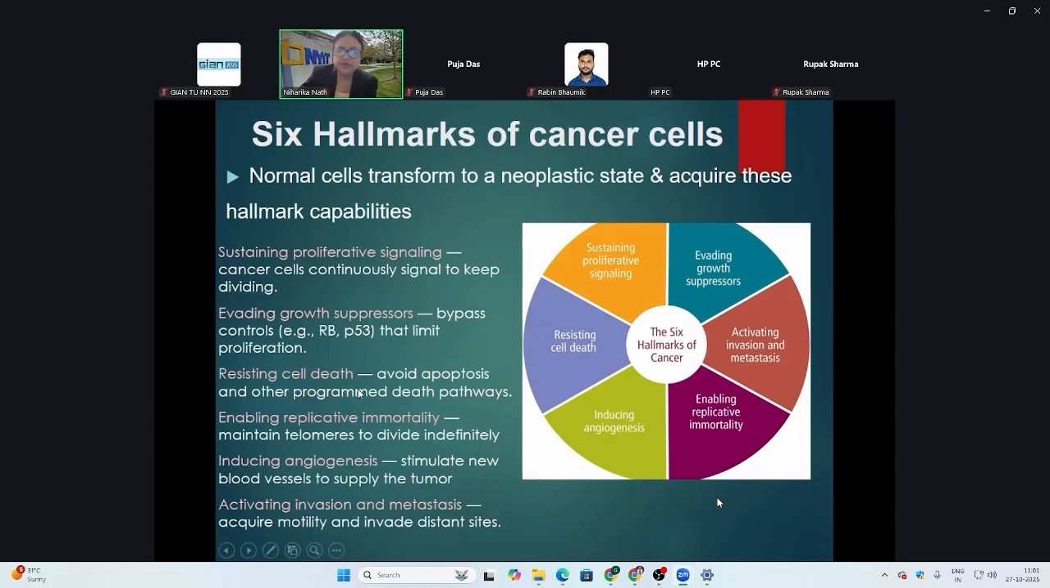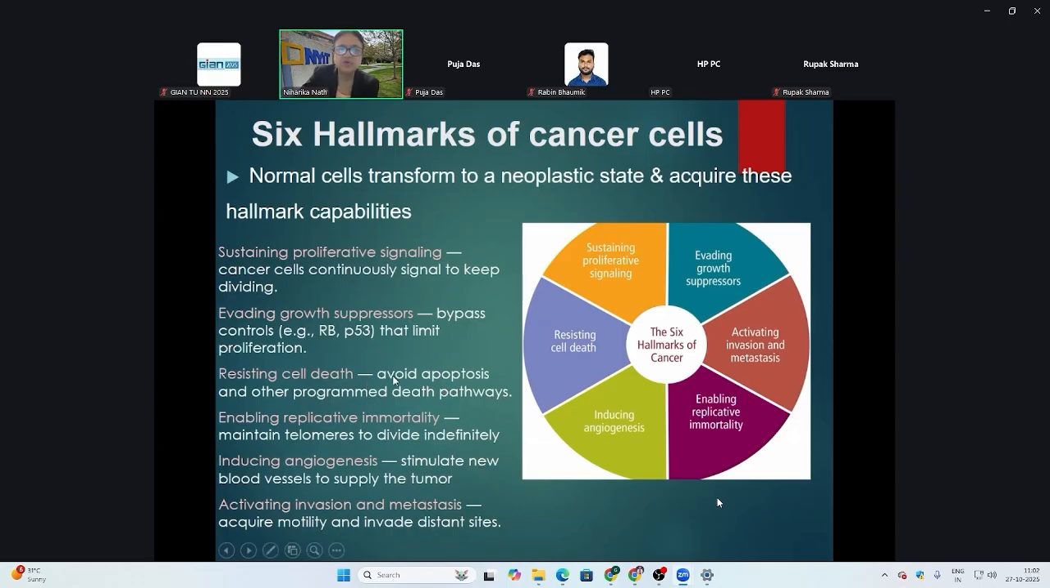The third one is resisting cell death. If a cell becomes abnormal, normally on a day-to-day basis, the cell needs to die. The cell will evade cell death, and that is called apoptosis. Apoptosis is a very specific, very programmed cell death. Other programmed death pathways are supposed to be followed, but the cell will find a way to avoid the apoptosis. It will shut down any apoptosis pathways.